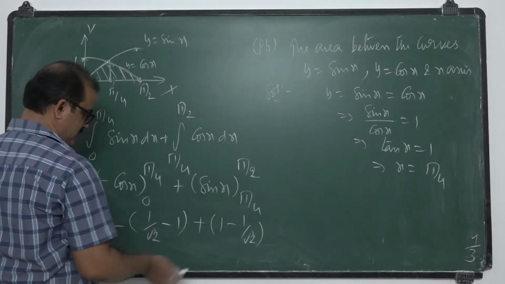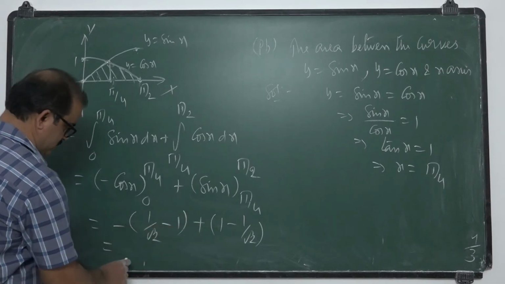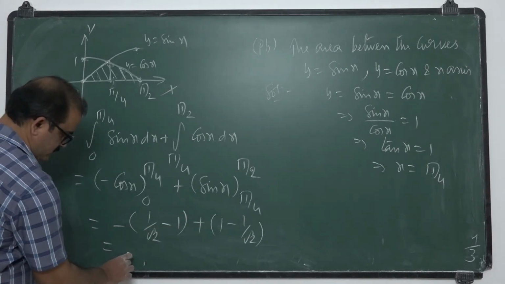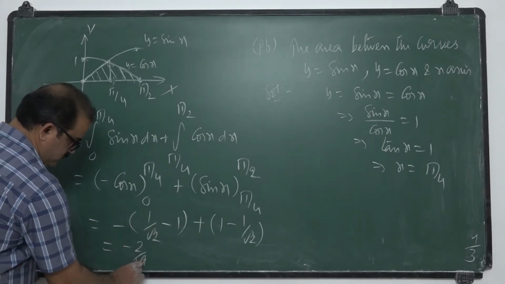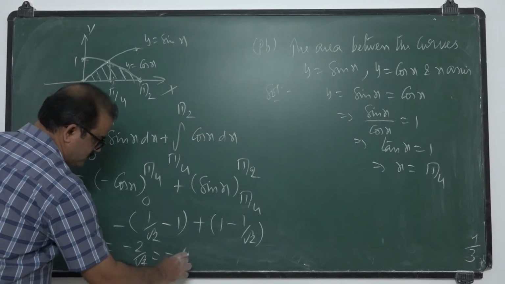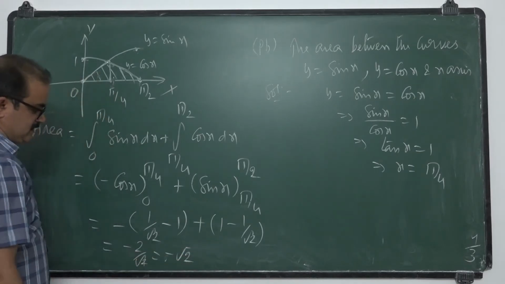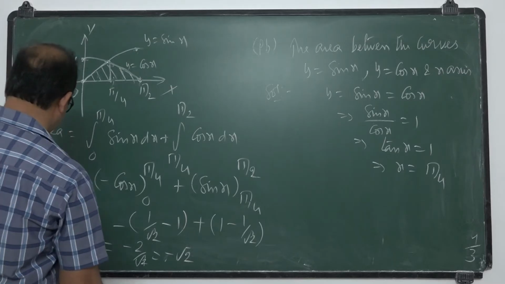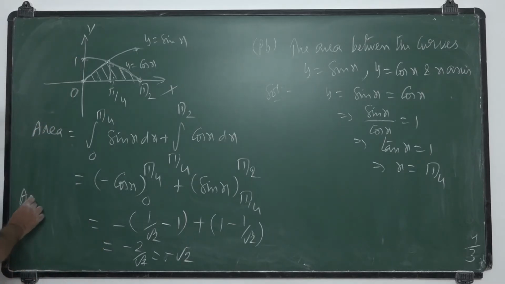Minus 1 plus 1 cancel. Minus 1 by root 2 minus 1 by root 2 is minus 2 by root 2, or minus root 2. Generally area is considered as positive. So area is equal to root 2.